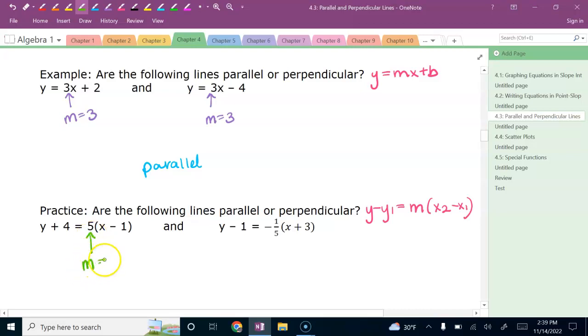So your slope for the first line should have been 5. Your slope for the second line should have been -1/5. They are opposite signs. One's positive, one's negative. The reciprocal of 5, if you think of that as 5 over 1, would be 1 over 5. So that makes these lines perpendicular.